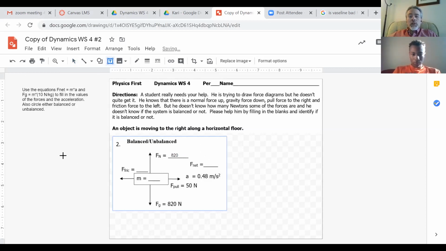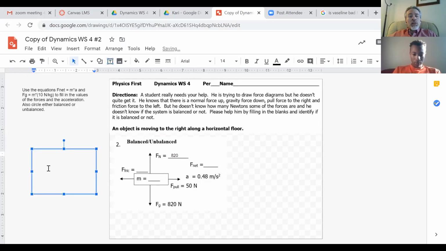Let's write the equation kind of off to the side somewhere. Like here? Yeah, right there. That'd be perfect. So type Fg equals m times 10. Perfect. Right below the Fg, we know what that is. So hit enter, hit equal, hit enter. And then put 820 there. So 820 equals m times 10.